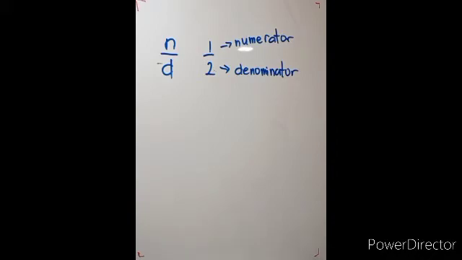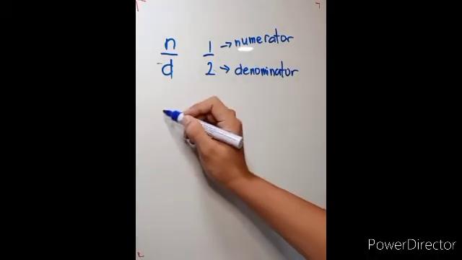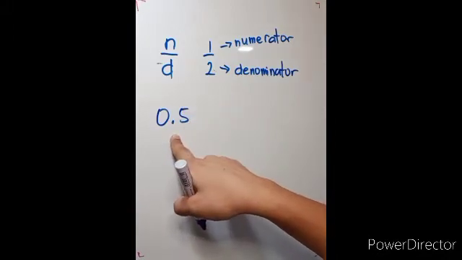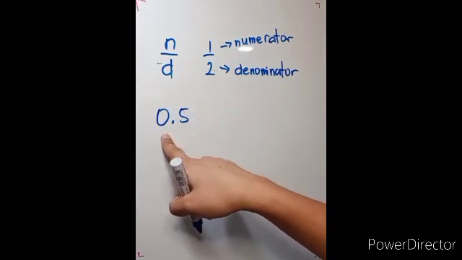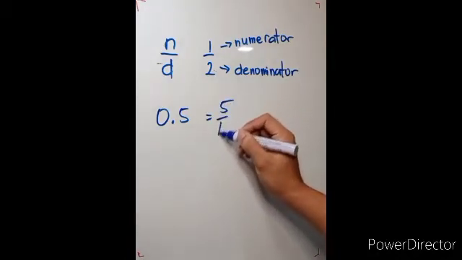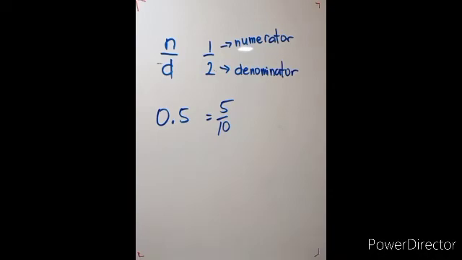Next, we can also write it down as a decimal. So, kapag decimal po, for example, we have 0.5. Lagi tayong merong decimal point. So, this is 0.5 or 5/10 in fraction form.